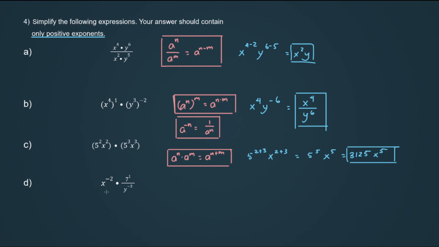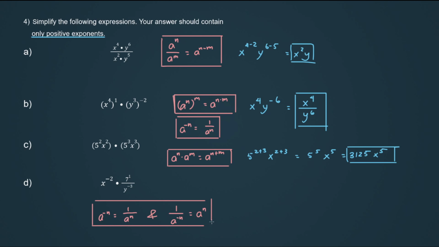And last but not least here, for D, right, we've got x to the negative 2 times 7 to the 1 divided by y to the negative 3. So remember those laws of exponents for negative exponents, right? a to the negative n is 1 over a to the n, and 1 over a to the negative n is equal to a to the positive n. So if it was in the numerator already, it's going to go to the denominator, negative turns positive. If that negative was in the denominator, it's going to go to the numerator, negative turns positive, okay?